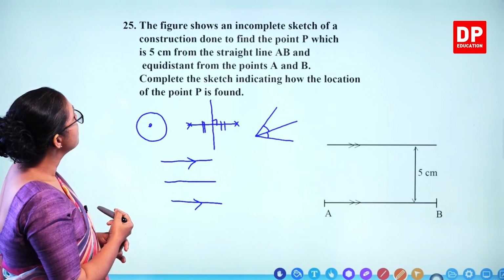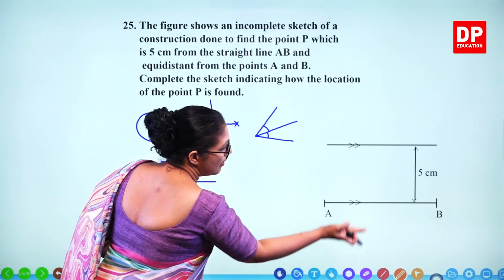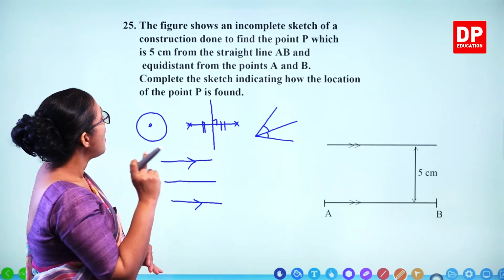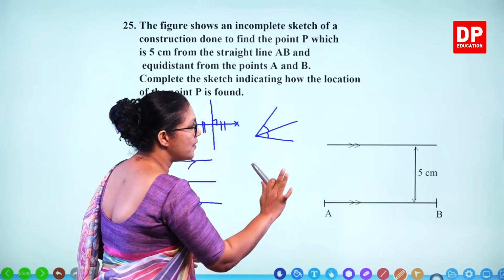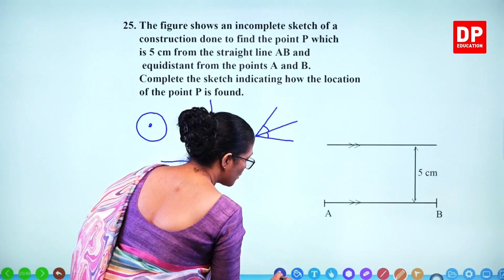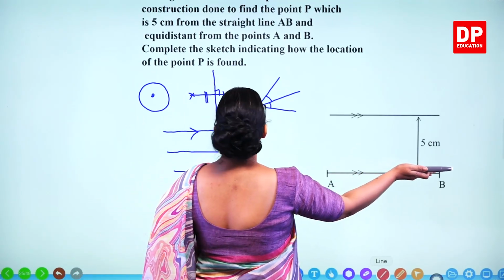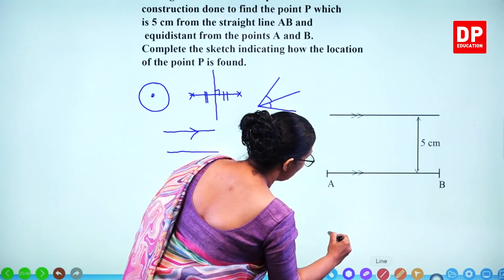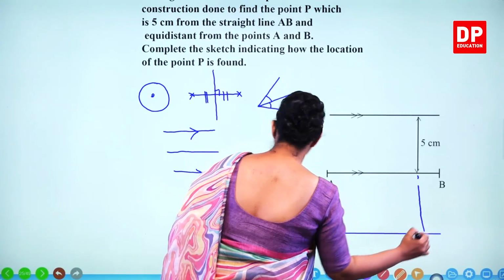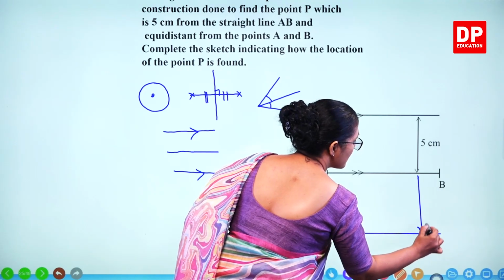Now already given, this is 5 centimeters away. Now already done this side. If you want, you can draw the other side. But in this question, they are only checking the other one. So if nothing is given, you need to draw the other 5 centimeter line as well. So here, equidistant to AB, you can draw this line as well, 5 centimeters away from this.